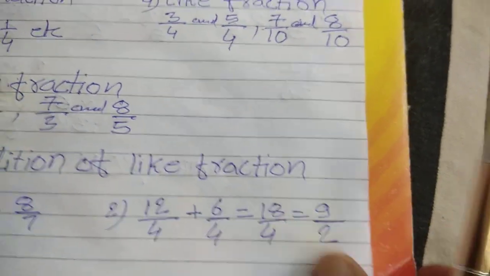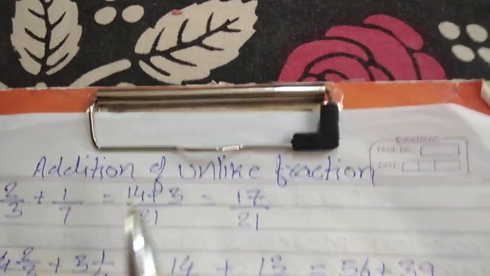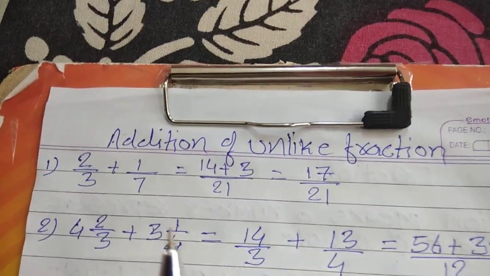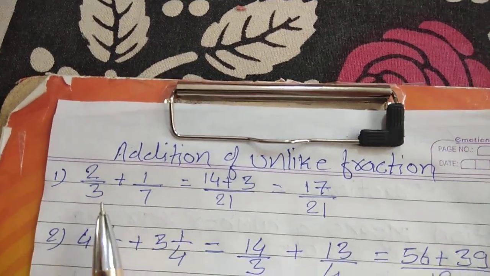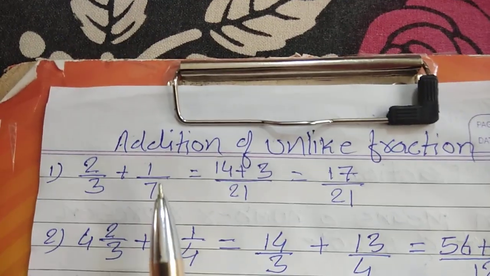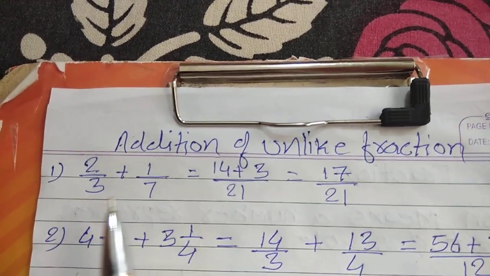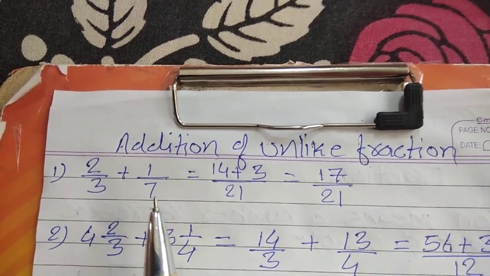Now we will see addition of unlike fractions. So please pay attention here. Addition of unlike fractions is a little bit different. Here I have written 2 upon 3 plus 1 upon 7. If you see, the denominators are different, so that's why they are unlike fractions.